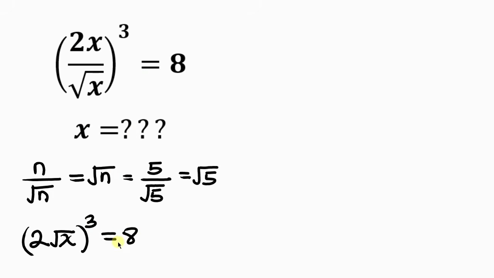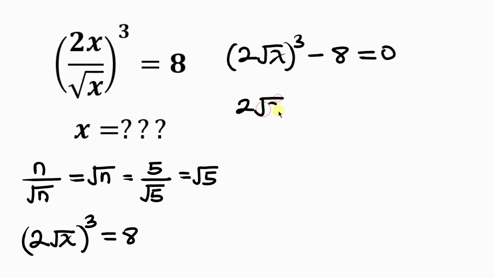Very good. Now our next step will be for us to move 8 to the left-hand side. When we do that, we have 2 root x all raised to power 3, and as 8 crosses to the left-hand side, it becomes minus 8. And this is equal to 0. Very good. Now we can simplify further. So 2 root x all raised to power 3. Now minus 8 is a perfect cube, which means it can be written as 2 cubed. This is equal to 0. Do you see what I'm saying?